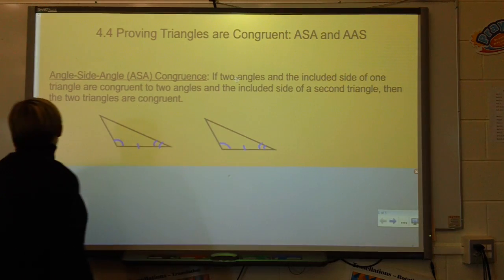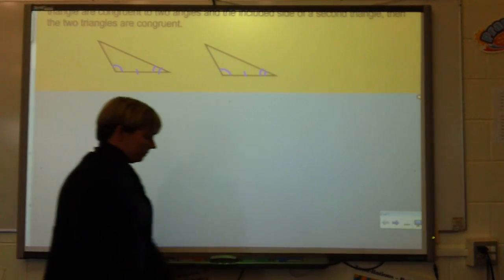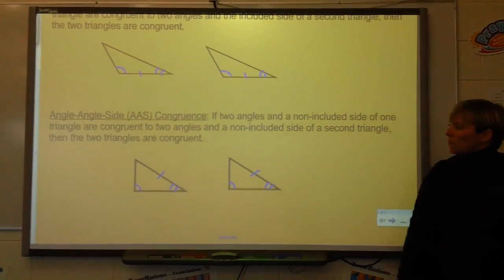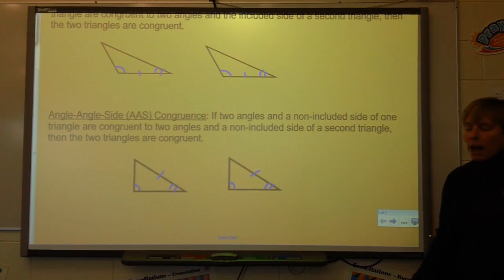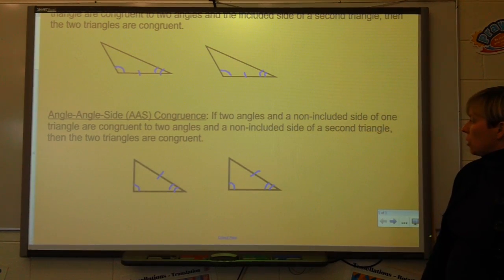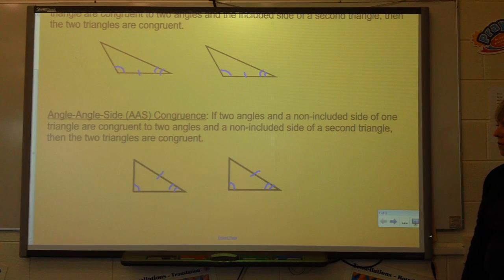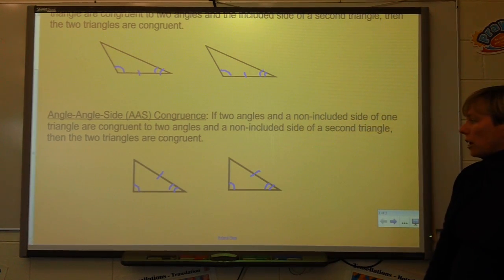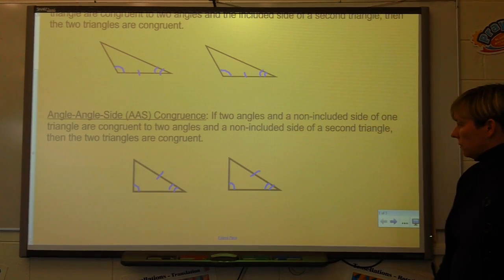Our second property for today is angle angle side, or AAS congruence. If two angles and a non-included side of one triangle are congruent to two angles and a non-included side of a second triangle, then the triangles are congruent, and we have our figures there.